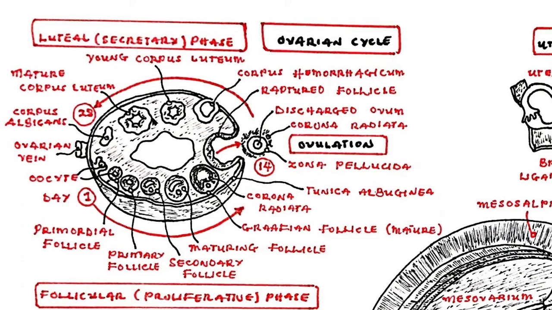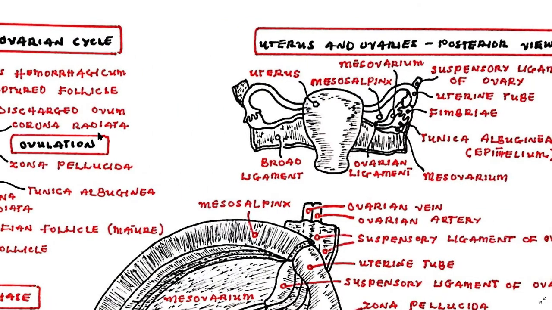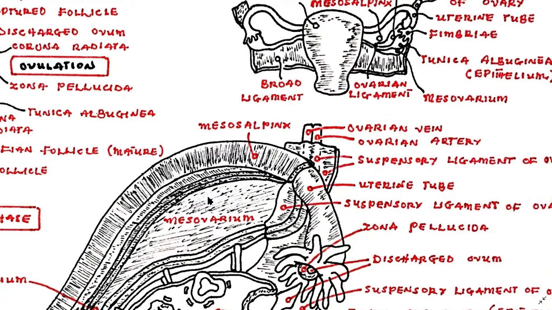The corpus luteum secretes estrogen and progesterone during this luteal phase of the ovarian cycle. In the event of a pregnancy, it will support the developing embryo or fetus for up to 3 months with these secretions. However, if fertilization does not occur, the corpus luteum will degenerate into a scar formation of itself known as the corpus albicans.